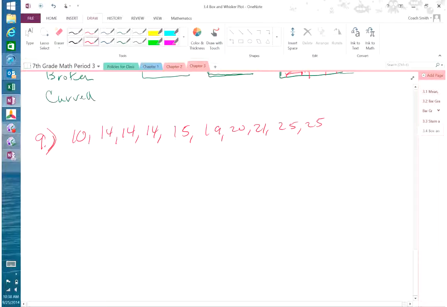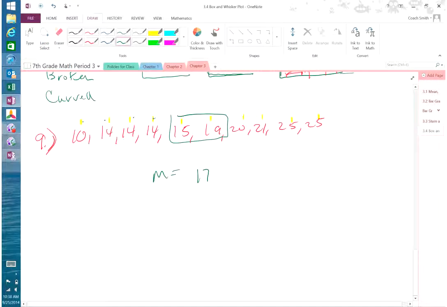Okay. Now, this one has 1, 2, 3, 4, 5, 6, 7, 8, 9, 10 numbers. Make sure, 1, 2, 3, 4, 5, 6, 7, 8, 9, 10. So that means the median is the 5th and 6th number. 1, 2, 3, 4, 5, 6. What is halfway in between 15 and 19? 17. So there's your median.